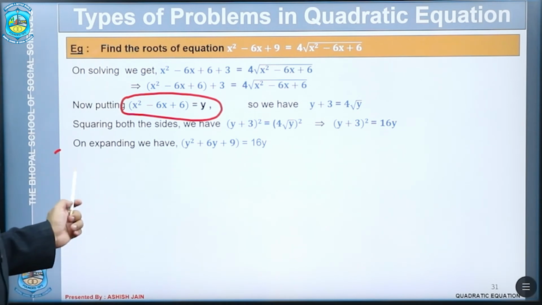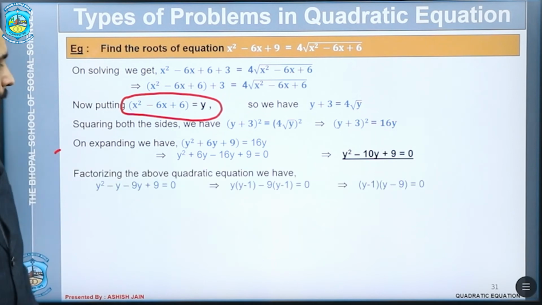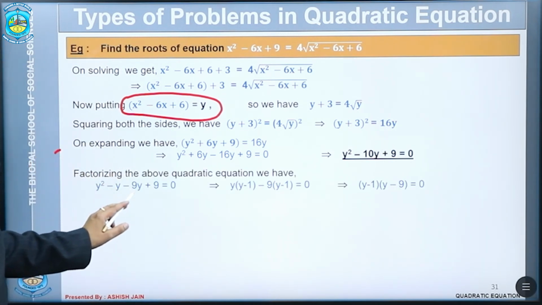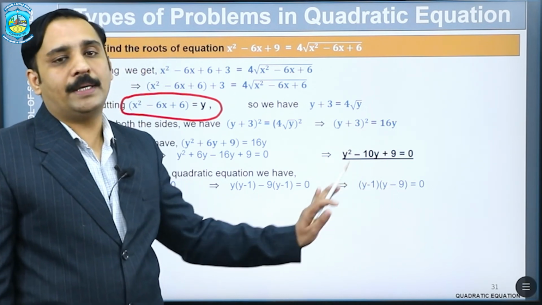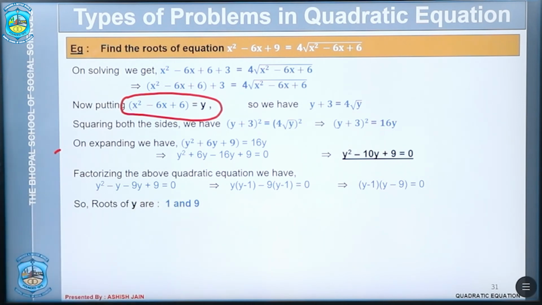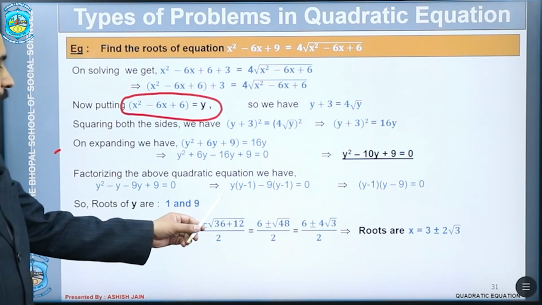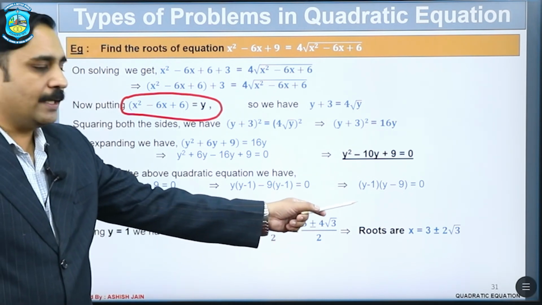On solving further, we have the equation y square minus 10y plus 9 is equal to 0. Here, on factorization, we have y square minus y minus 9y plus 9 is equal to 0, which gives us two factors, y minus 1 and y minus 9, both equating to 0. That means we have two values, y is equal to 1 and y is equal to 9. Now we will again convert it in terms of x. So we have x is equal to 6 plus minus under root of 36 plus 12 by 2, which is equal to 3 plus minus 2 root 3.